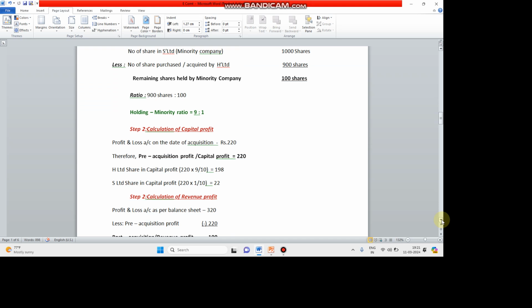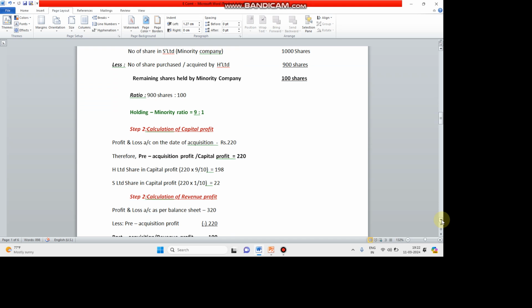This profit is going to be distributed to the holding company and minority company based on the holding and minority ratio 9:1. Then step number 3, calculation of revenue profit. In order to calculate the revenue profit, we need to see the balance sheet. The revenue profit is nothing but the post-acquisition profit, the profit which has been earned after acquisition of the shares by the holding company. In the balance sheet, the profit and loss account balance is given as 320.